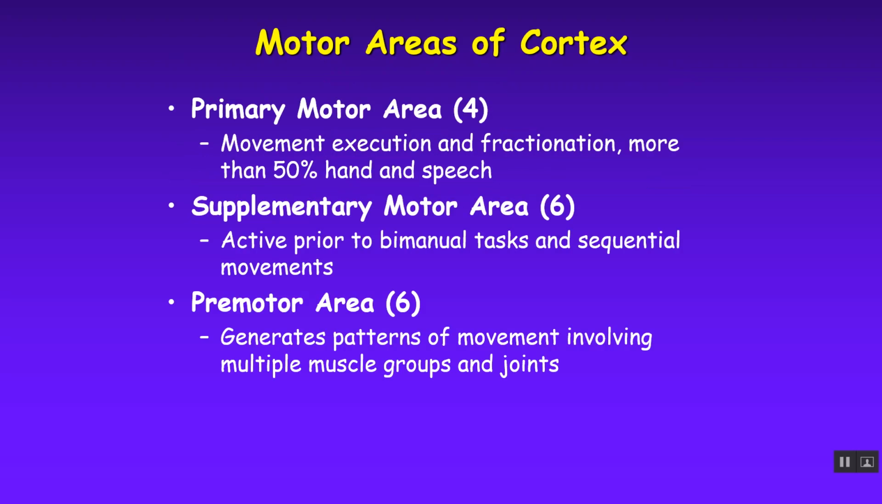So motor areas of the cortex we're going to talk about. Now we're up on the cortex here. We moved out of the pathways in the spinal cord and brainstem, and now we're in the cerebrum. Now we're up on the motor areas of the cortex.